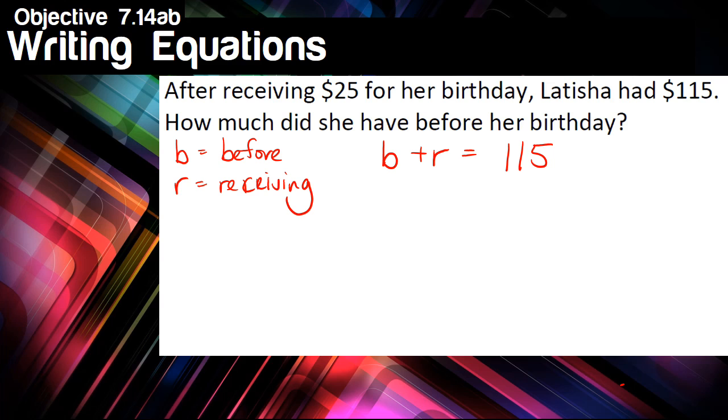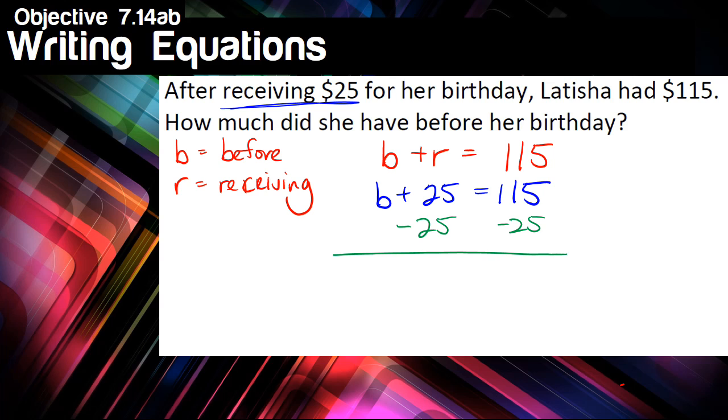We're going to substitute some key information in. Receiving $25, that's the R there. So let's put in 25 for the R. We're just substituting for that variable. Let's figure out how much money she had before. So let's solve this one-step equation. Let's subtract 25 from both sides of our equation. So before her birthday, she had a grand total of $90. So the way we're going to write that is B is going to be equal to $90 before her birthday. Now she's a little richer.